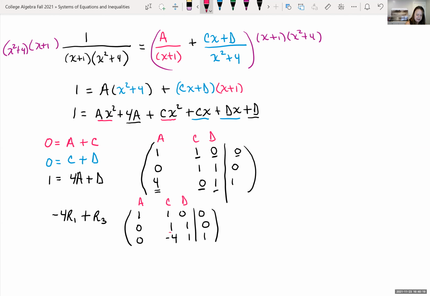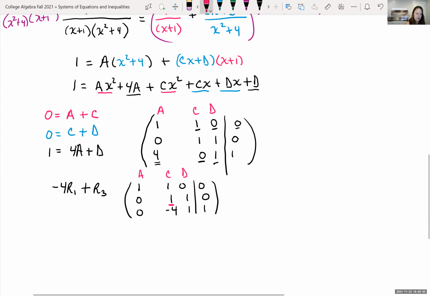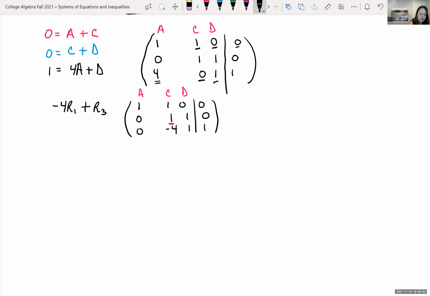Okay, so let's look at our column 2. That 1 is what we want. And we're going to use that 1 in row 2 to get the 1 above and the negative 4 below to be a 0. So let's do negative row 2 plus row 1. Row 2 is the same, 0, 1, 1, 0. Okay, so 0 plus 1 is 1. Negative 1 plus 1 is 0. Negative 1 plus 0 is negative 1. 0 plus 0 is 0.